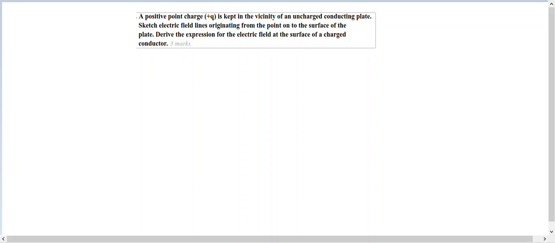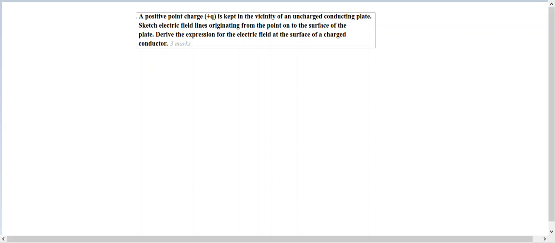So let's read our question. It says that a positive point charge plus Q is kept in the vicinity of an uncharged conducting plate. Sketch electric field lines originating from the point on the surface of the plate. And then we have to derive the expression for the electric field at the surface of a charged conductor.